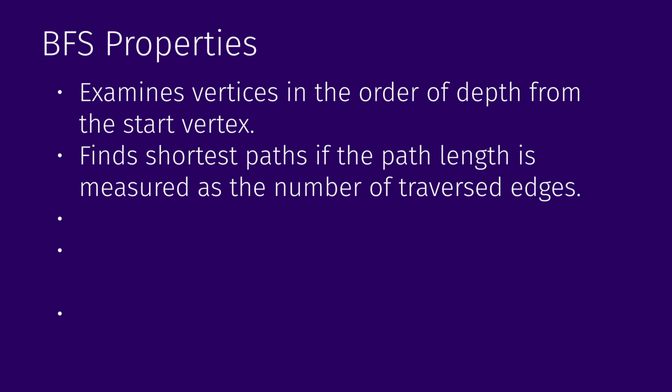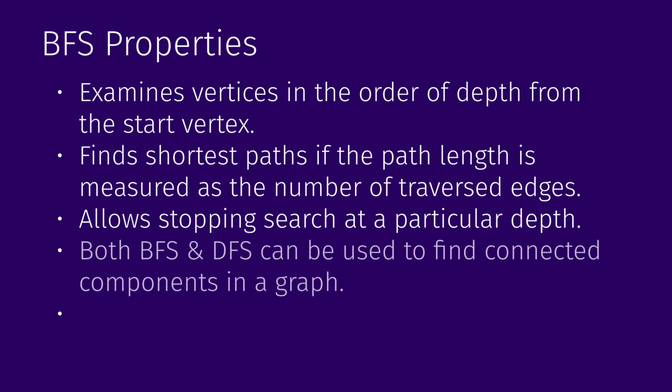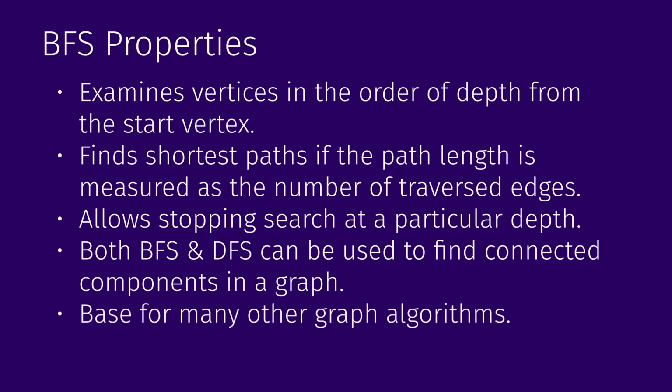It also guarantees to find the shortest path to the target vertex as long as this path exists and as long as the path length is measured in the number of traversed edges. In many cases, it allows you to stop searching at a particular depth, and this is important because this algorithm is often used with what is called implicit graphs. Both BFS and DFS can be used to find connected components in a graph. It's also the basis for many other graph algorithms.